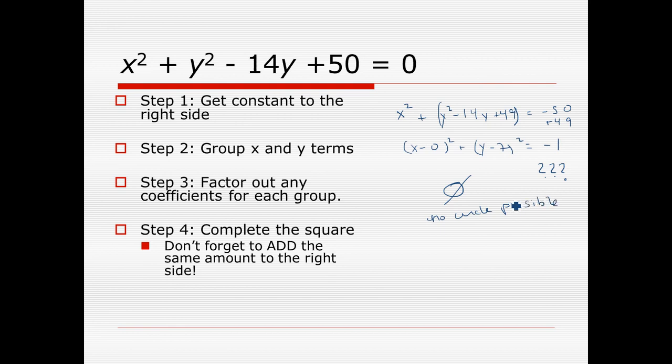You can't have a negative radius. Don't talk to me about negative space and black holes and blah blah blah. You can't have a circle with a radius of negative 1. That does not make any sense. So there was no circle from this equation. There was no graph possible.